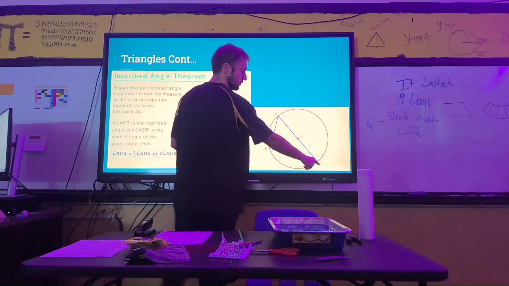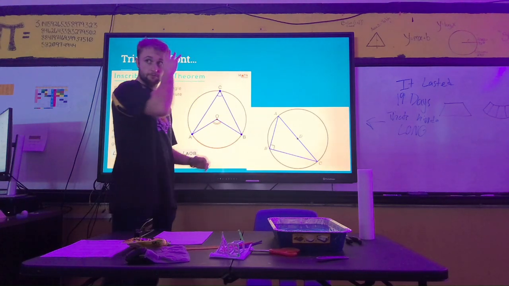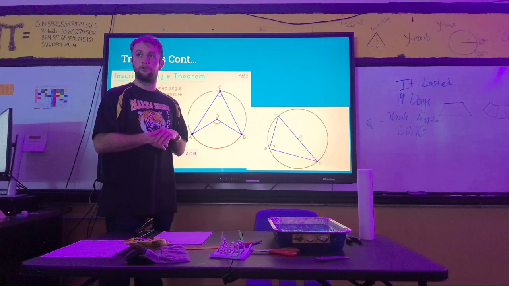So that's the inscribed angle theorem. This line right here goes right through the center. That's our diameter. Once again, not stuff that I expect you guys to know. I just think it's pretty cool, so I want to show you.